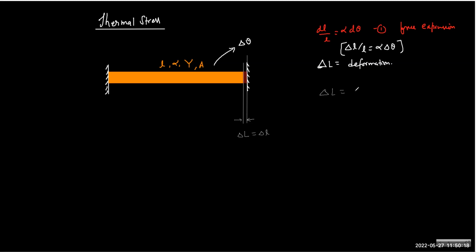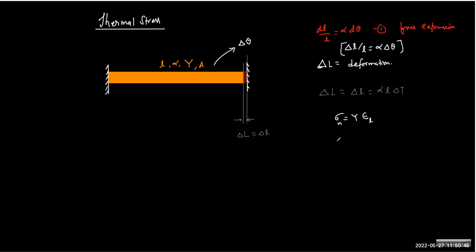And if that is the case, then the deformation is dl, which is alpha L d theta, right? Or let's say delta temperature, just like this. So from the definition of stress, stress is defined as Young's modulus into strain. So here we have normal stress and we have longitudinal strain.